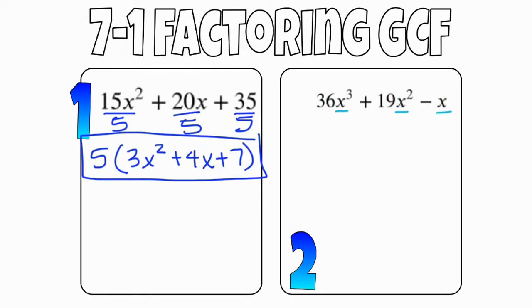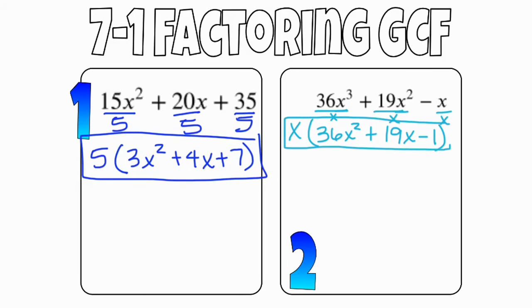So I'm just going to divide or pull out an x, which remember is like dividing by an x every time. I'm going to follow those exponent rules, remember. So this would leave me with 36x squared plus 19x, and then x divided by x is going to be a 1. So I divided by x because x was my greatest common factor, and that's how I found what goes inside that parentheses.